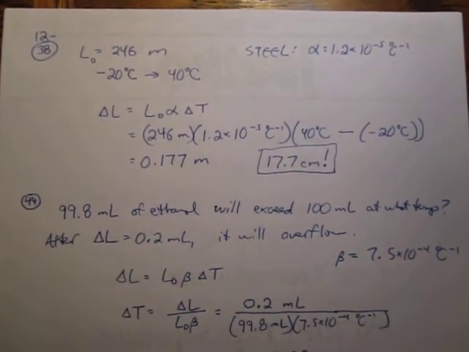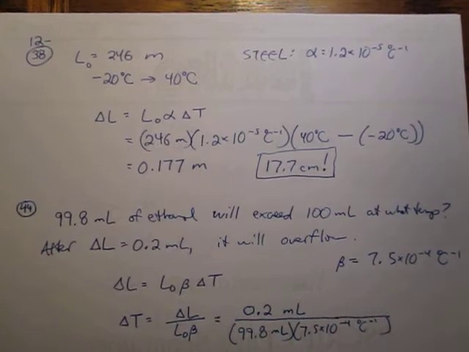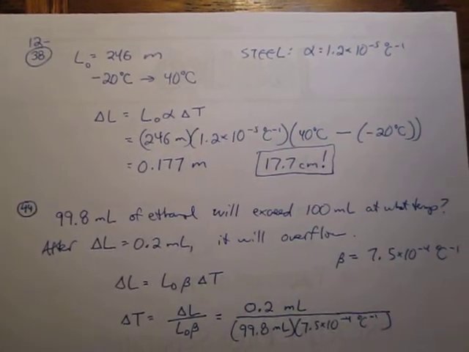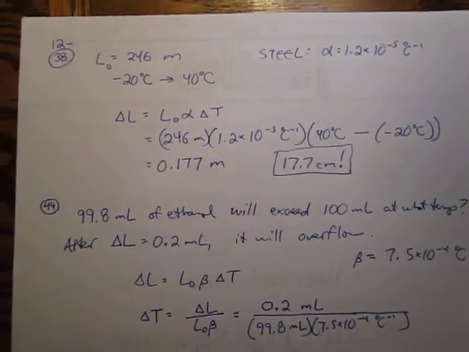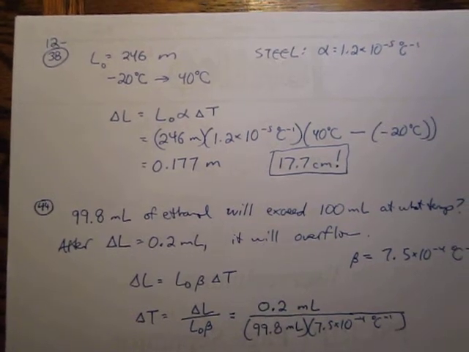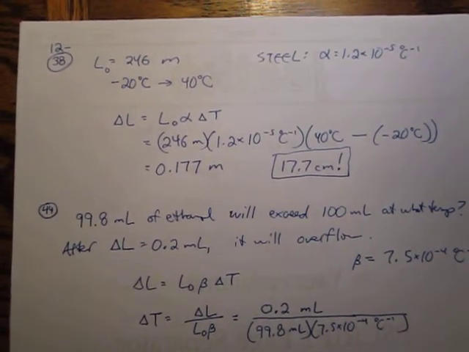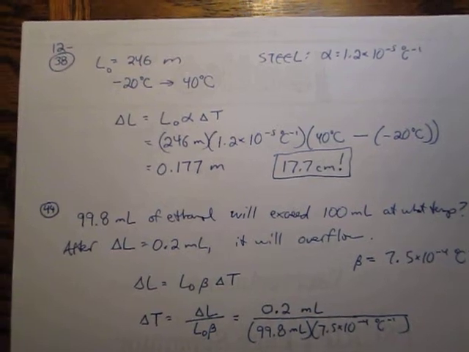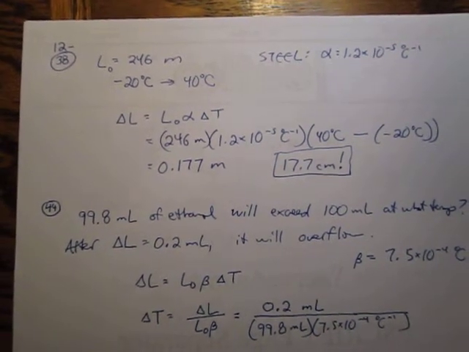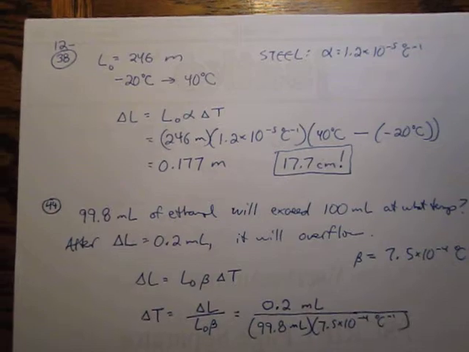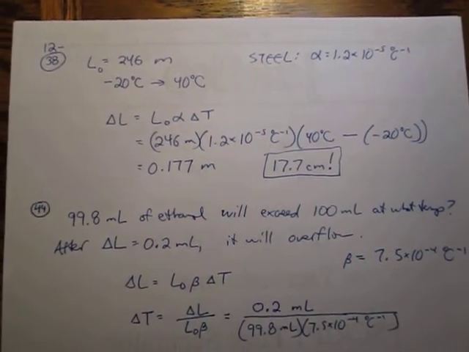This is Chapter 12 homework for Physics 102A, starting with number 38. Here we have a 246-meter tall skyscraper with a steel frame, and we want to know how much the building's height changes between negative 20 degrees Celsius and 40 degrees Celsius.